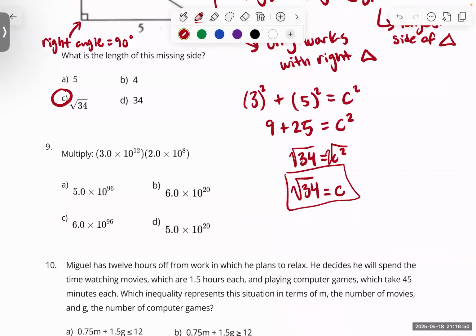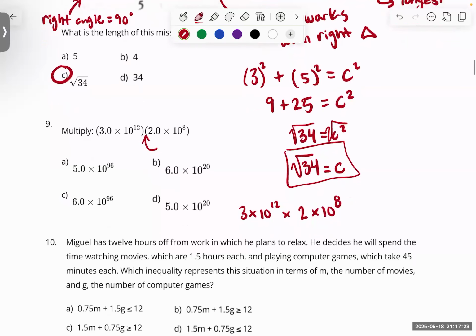Okay. Multiply 3.0 times 10 to the power 12 times 2.0 times 10 to the power 8. Okay, well, first of all, the 3.0 and the 2.0 doesn't really make a difference. So we can essentially write this as 3 times 10 to the power 12 times, now I understand there's parentheses here, but this empty space in between also indicates multiplication, a product. So times 2 times 10 to the power 8.